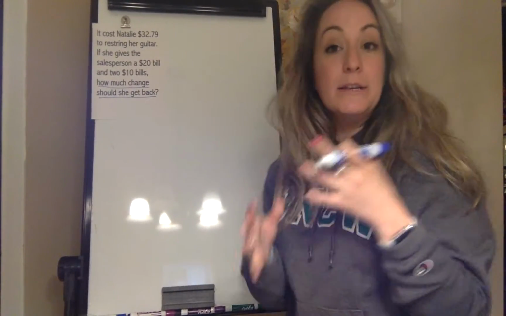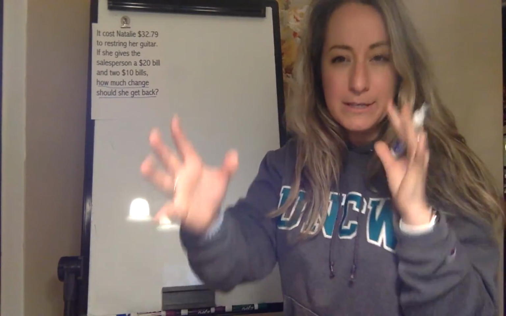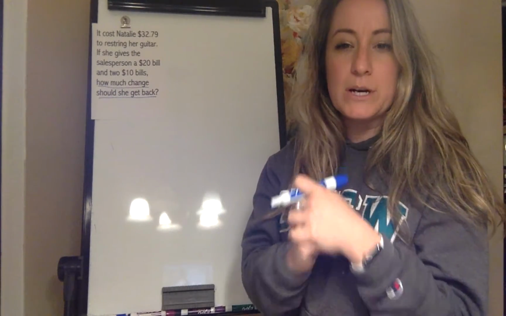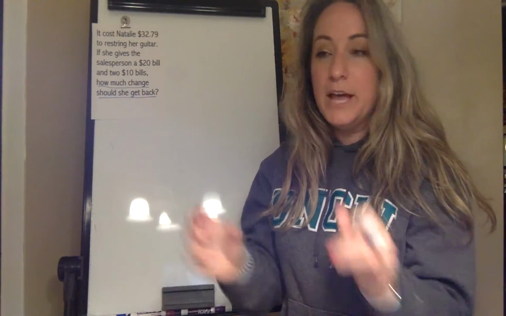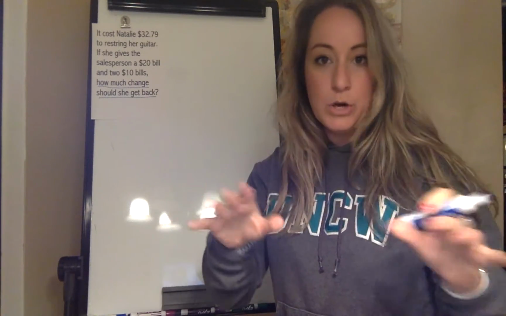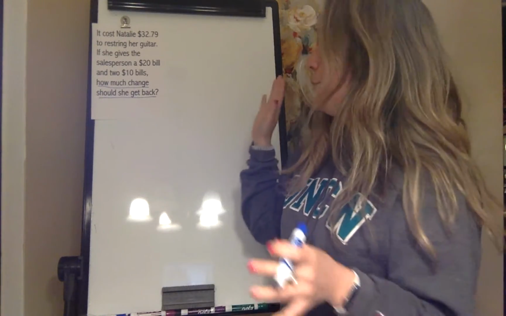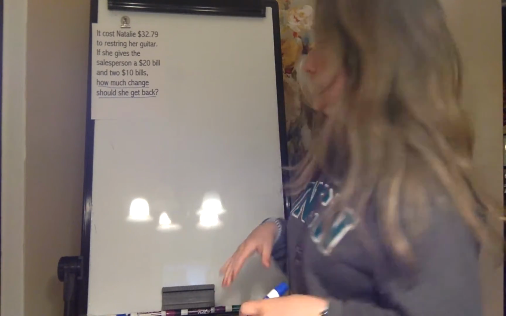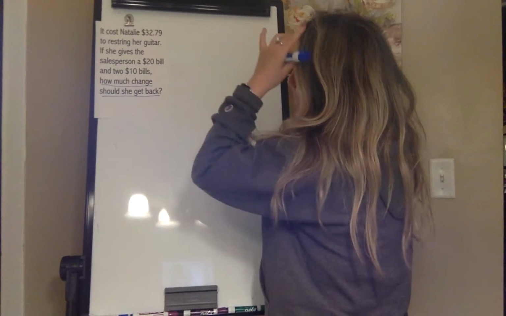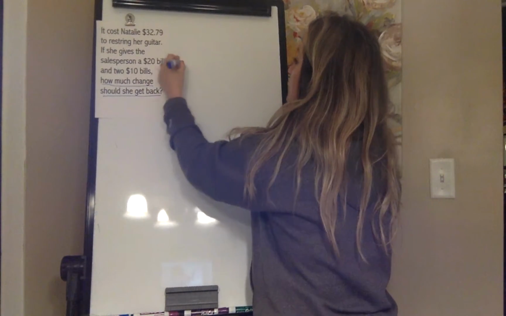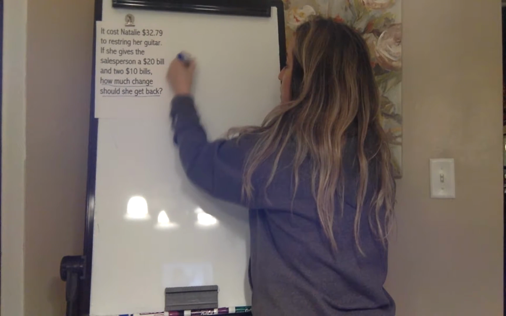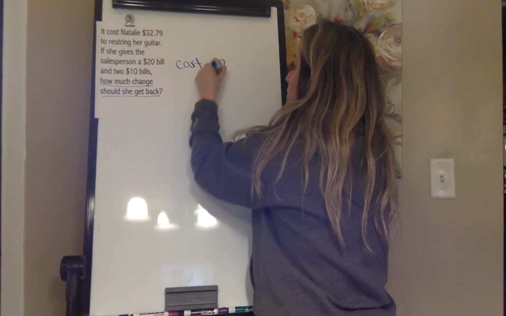And now I want to make a list of the things that I know, because I just do this to help myself be organized. If you don't need to make your organized list to help you and you can just figure this out and go ahead and solve it, I'm not trying to hold you back. You go, you fly, you do your thing. If you want to break it down with me, we're going to break it down. So I know that for Natalie, the cost to restring her guitar was $32.79. So cost is $32.79.